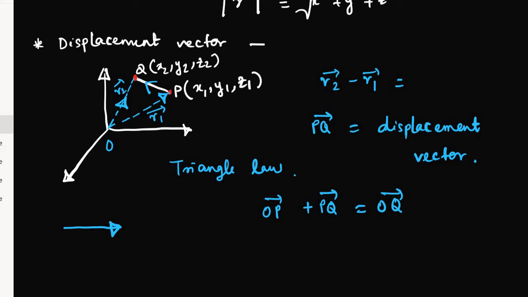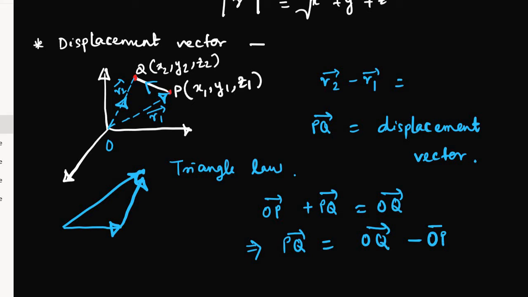The head of the first vector is joined with the tail of the second vector. The resultant then joins these two vectors in the opposite direction. So that's what I did here also. So OP plus PQ equals OQ. We don't know what PQ is, so we need to find out the displacement vector. PQ is actually OQ vector minus OP vector.